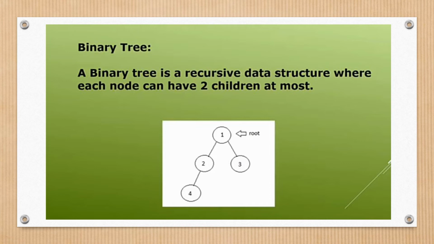Let us discuss some operations on binary tree. What is a binary tree? A binary tree is a recursive data structure where each node can have at most 2 children. Here, see example, here is the root node and this contains 2 children, and this 2 contains only 1 child. At most 2 children are there for this root node. So this is a binary tree.